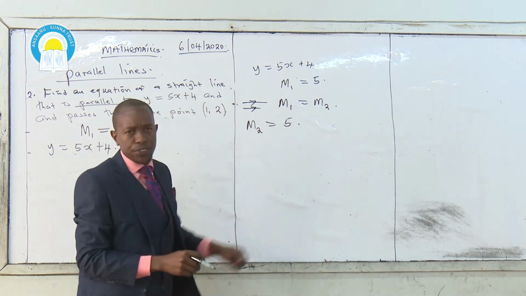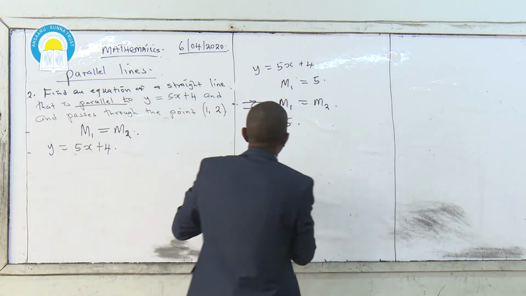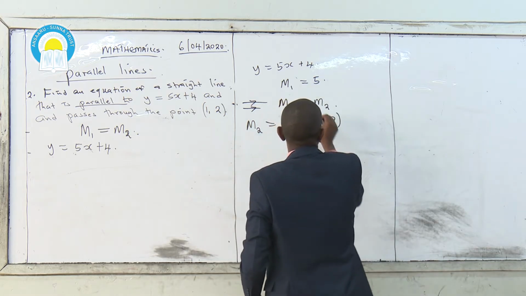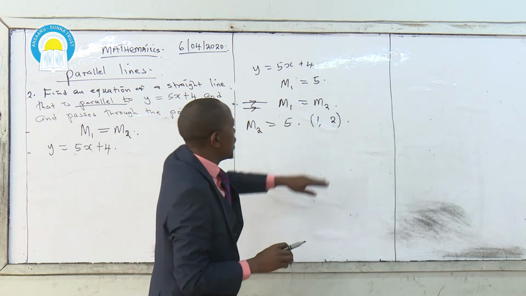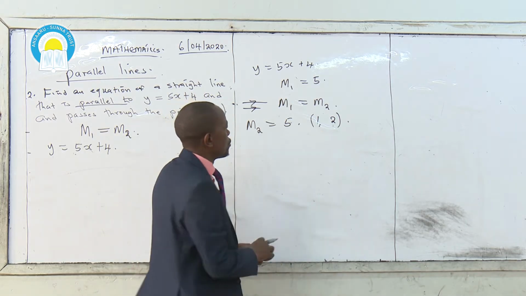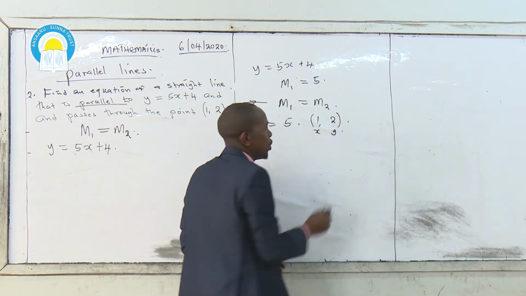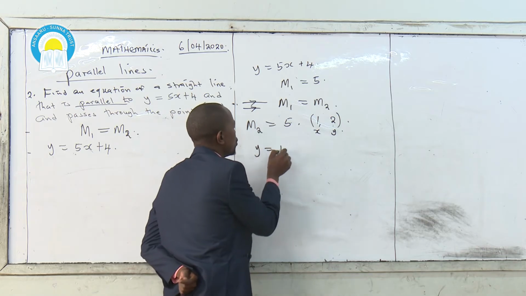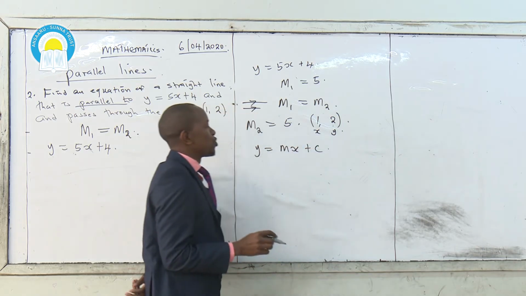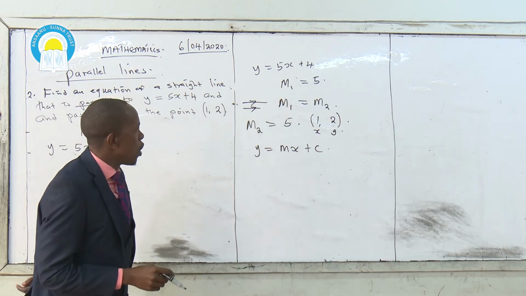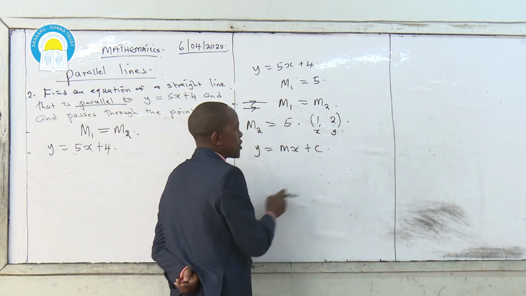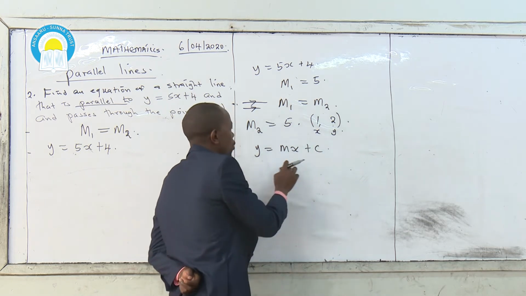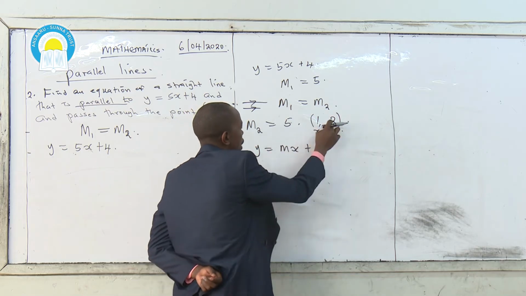Now, the equation that we are finding passes through the point 1 and 2. And I said points are written in coordinate form, starting with the value of x followed by the value of y. Remember, you're finding the equation in the form of y is equals to mx plus c. Now we substitute because we have these values apart from c, the y-intercept, which is not given. So that is what we are finding. Now we have y, which is 2.